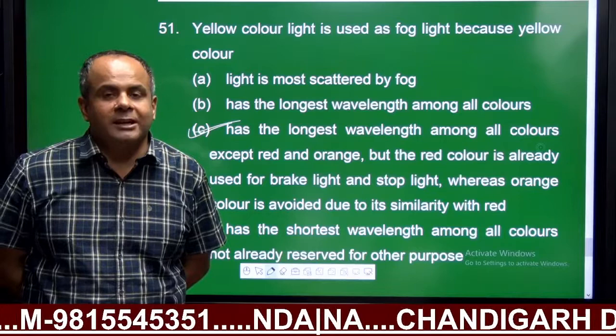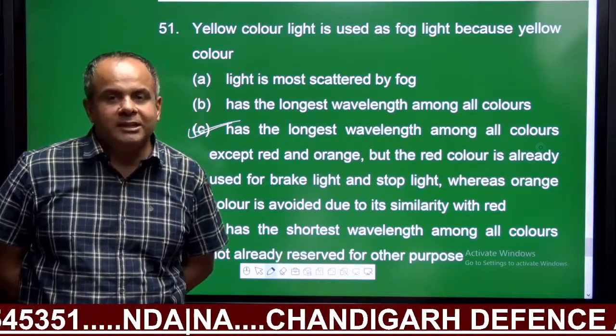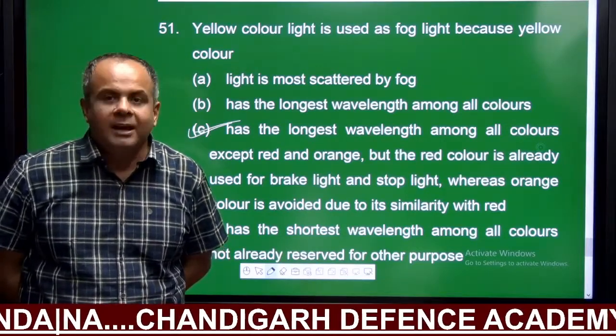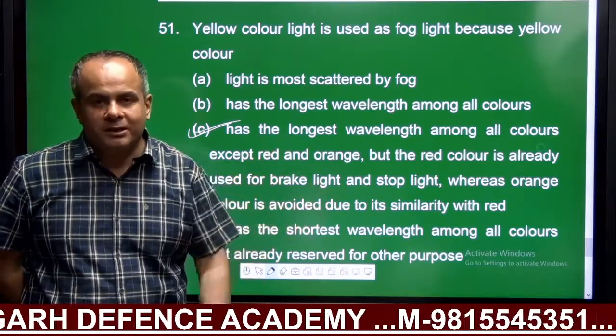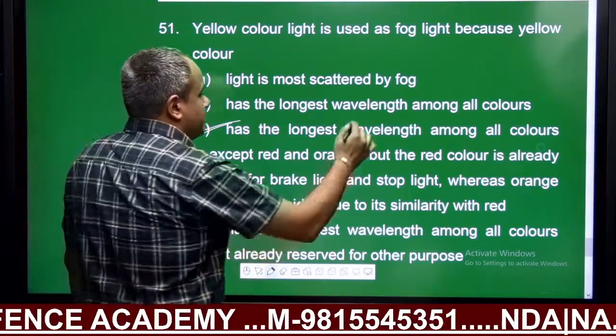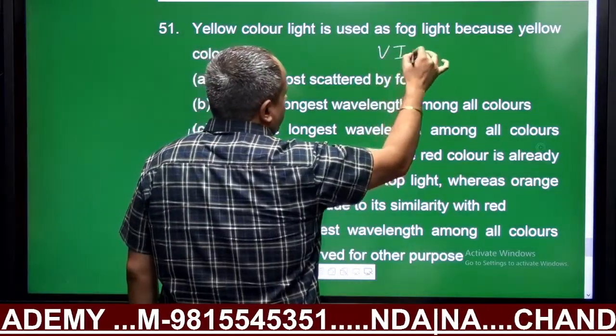येलो इज अ लाइट विच विल बी वेरी डिफरेंट, तो दूर से दिख जाएगा. It's a fog light. And yes, स्कैटरिंग कम करनी है तो येलो कलर ही यूज करना पड़ेगा. I hope you remember our spectrum again. Visible spectrum, VIBGYOR.